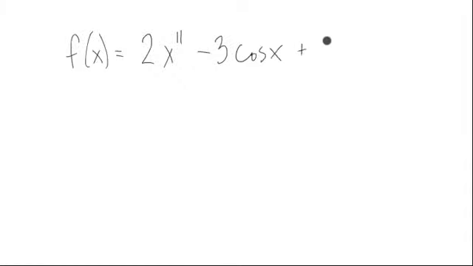You may have noticed as we were doing this that we don't necessarily have to write out that limit. Maybe you're tired of writing it out. Let's take a look at maybe how we could think about that a little bit. What if we had 2 times x to the 11th minus 3 times cosine x plus 4 times sine x.